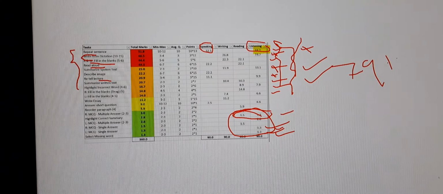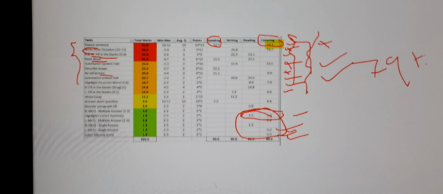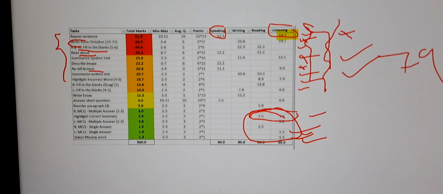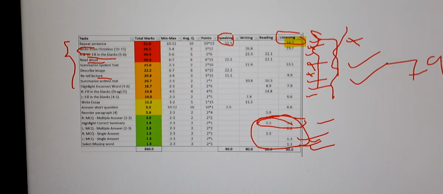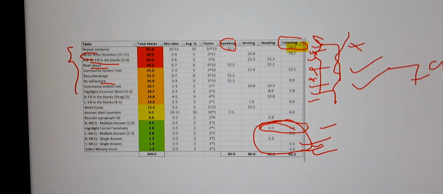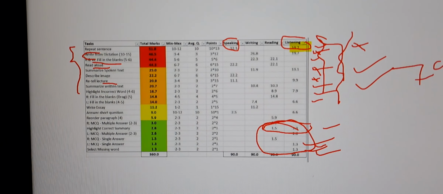So guys, it is very important for each of you to first understand what the scoring is, how much weightage each section has, and accordingly you need to plan and concentrate on preparing those sections.